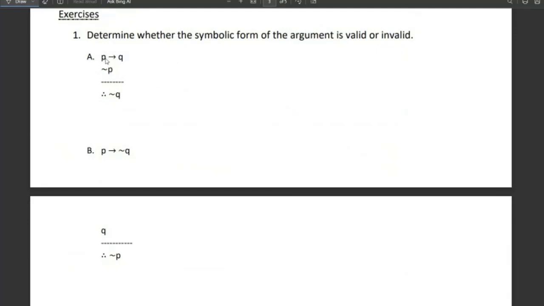We have if P, then Q. So that's what we start off with. This is our conditional statement. And then we have negative P, therefore negative Q. So what we want to do is bring this up. We want to bring our conclusion up so that we can compare and see what's going on. Oops, this is negative.